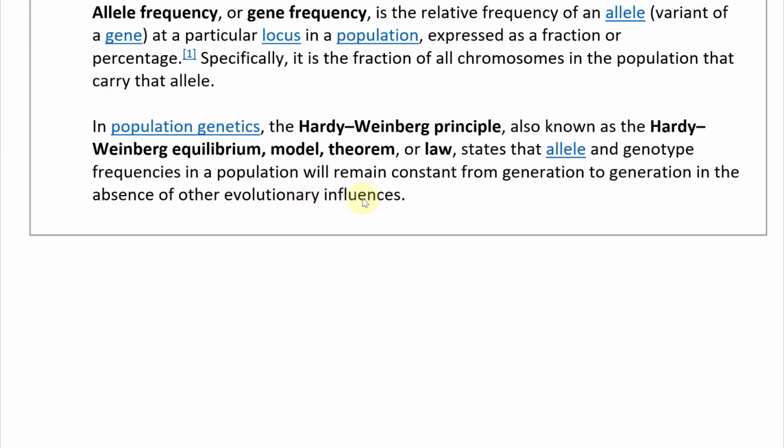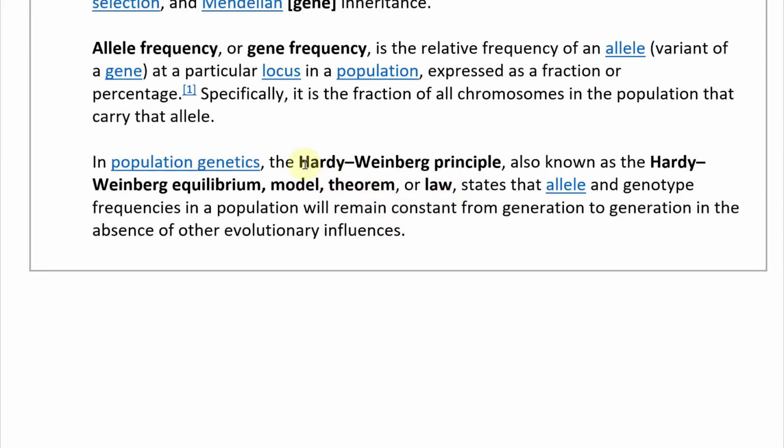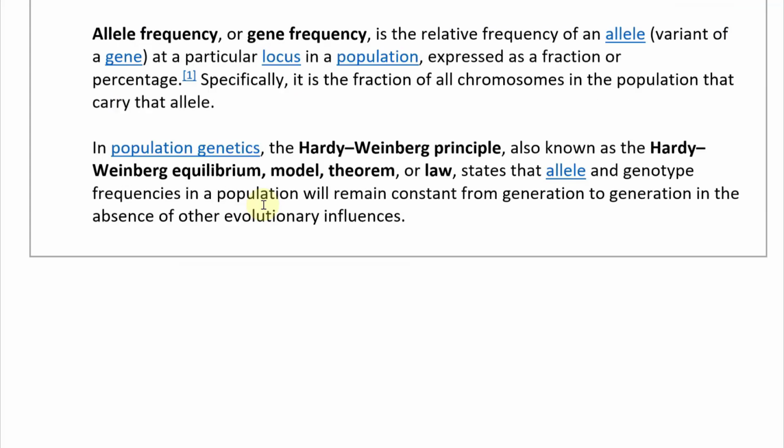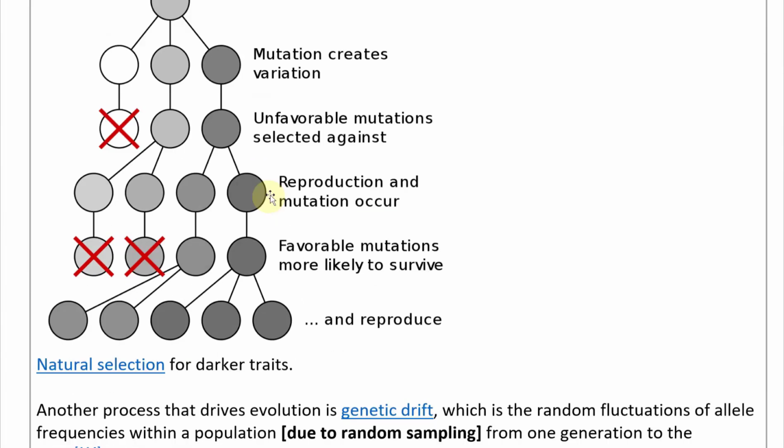Basically, the percentage of those gene variants, such as for example eye color, will remain at the same general percentage of a population if there's an absence of any other evolutionary influence. So there's nothing else coming into play, such as an asteroid or something. So yeah, it's very interesting.